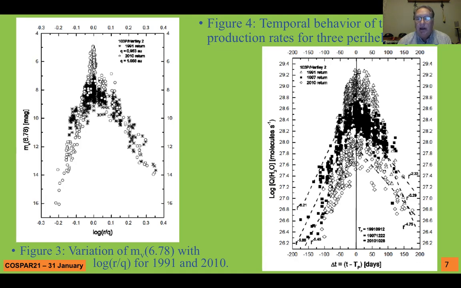You can see that there is some scatter in the data. Of course, some of the scatter comes from inaccuracies in the estimates of the visual magnitudes. However, we think that there are very identifiable peaks that we see. Peaks meaning that there are diurnal variations where the water production rate does peak up on a very short time scale. And there are also outbursts. So we're looking at these two types of phenomenon to explain some of the peaks that we see in these figures.